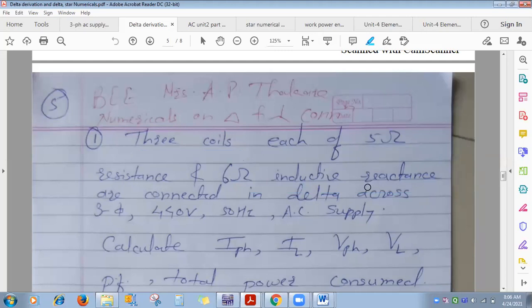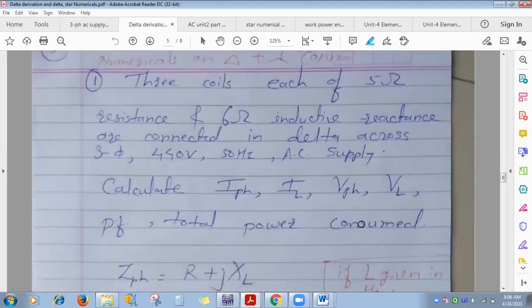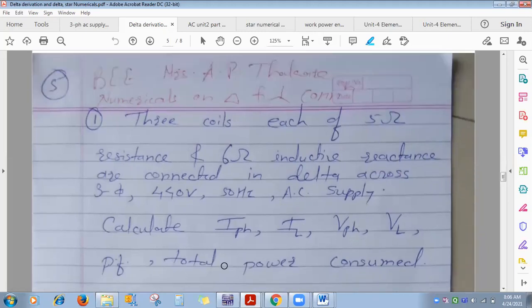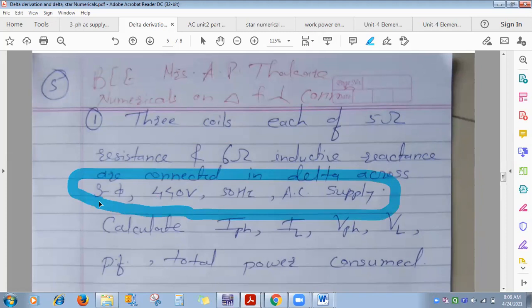Series RL per phase are connected in delta across 3 phase 440 volt 50 hertz AC supply, and you have been asked to calculate IL, IPH, VL, VPH, power factor and total power consumed. Now see, whenever in the supply specification it is given to you 440 volt, which voltage is given? These all are supply specifications. 3 phase 440 volt 50 hertz AC supply means supply specification. So supply side voltage and current we have seen, it's VL and IL, and load side voltage and current, it's VPH and IPH.